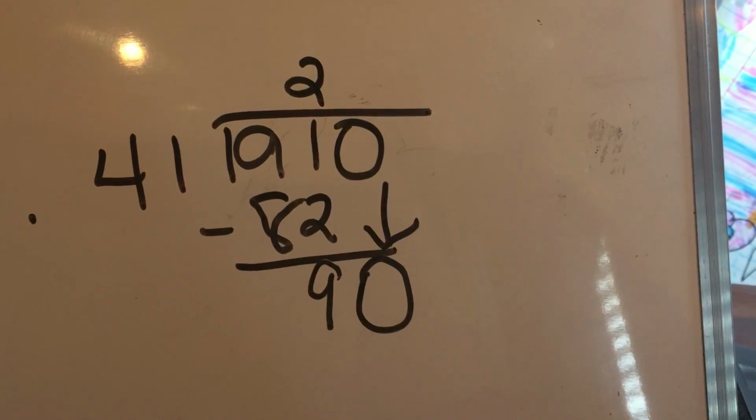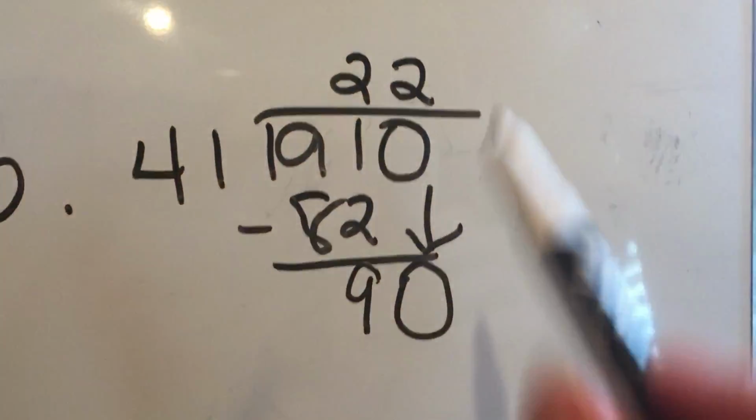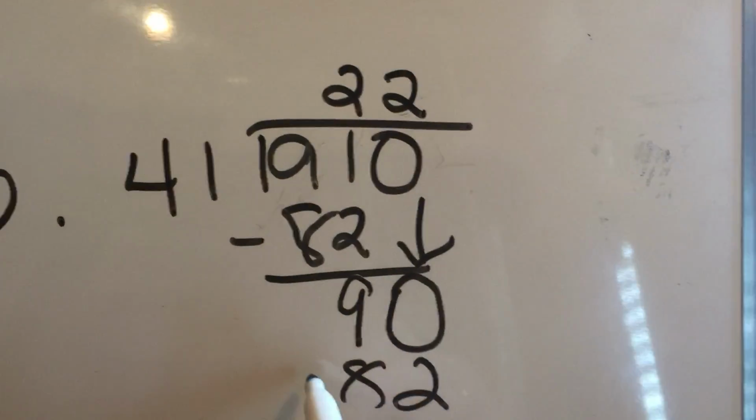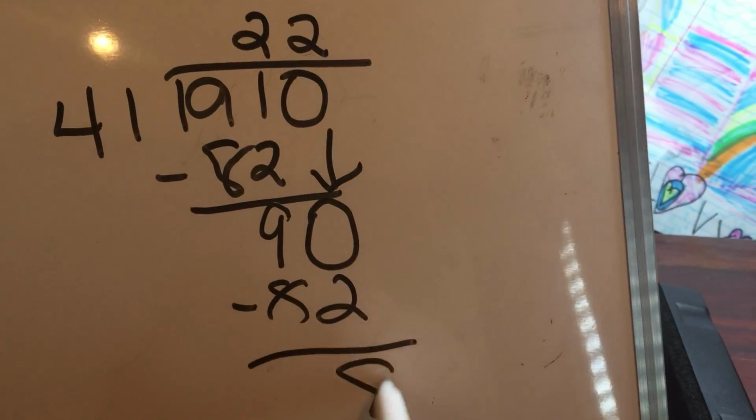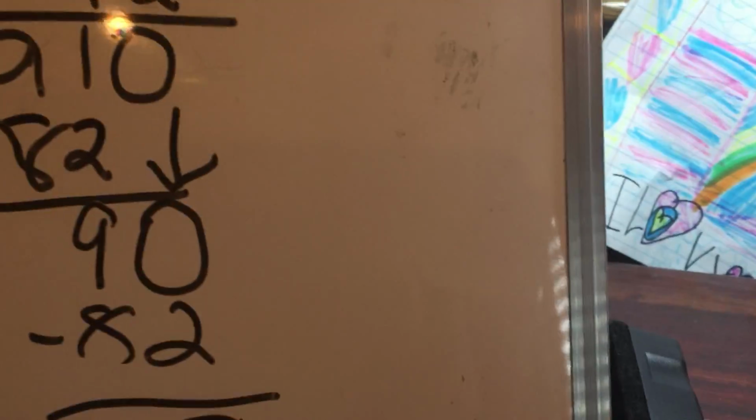4 goes into 9 twice, so 41 should go into 90 twice. 2 times 41 is 82. Subtract, and you're going to get 8. So we have 22 remainder 8.